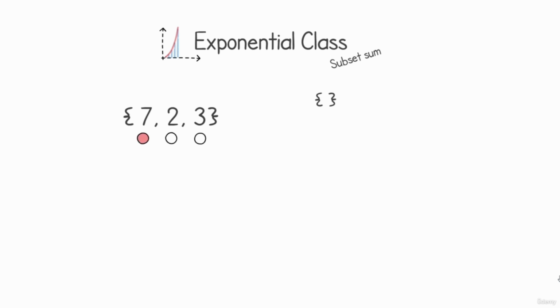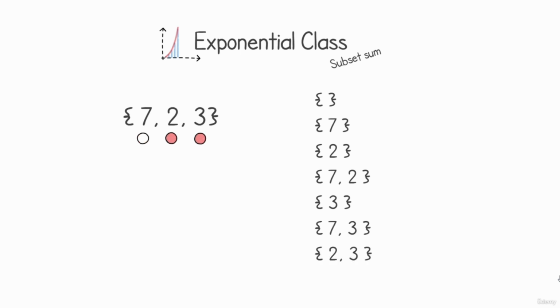The next subset that we choose is the one where we choose 7. So we have a subset with just 7 inside. Then we choose the element 2, so we have a subset with 2. Then we choose the 7 and 2. Then we choose the 3. And then we choose the first and the third, right? So the 7 and the 3 together. Then the 2 and the 3 together. Then all of them together, giving us the 7, 2, and 3 as a subset.